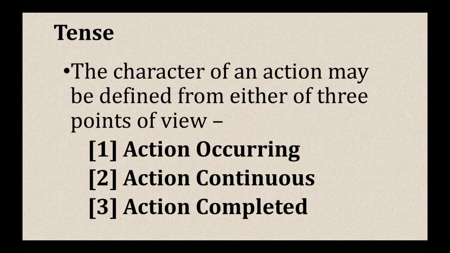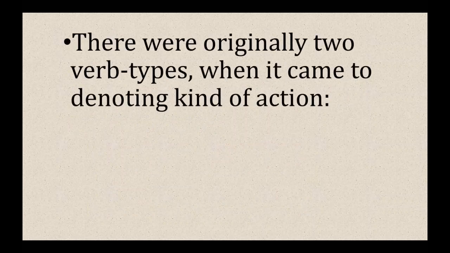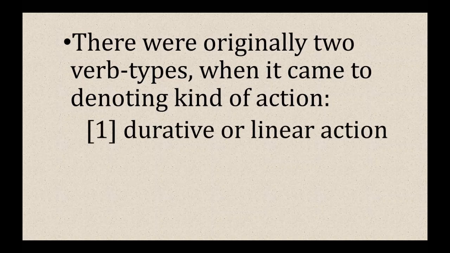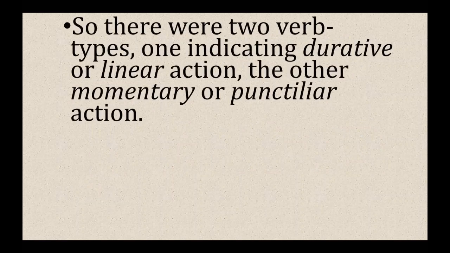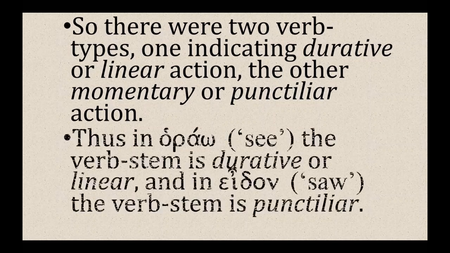So originally there were 2 types of verbs denoting the kind of action. There was durative or linear action, and then momentary or punctiliar action. And I'll keep throwing out some various words that are used just so you know, because people use the different ones. I'll give you a new one, durative. But here the 2 verb types indicate durative or linear action, or momentary or punctiliar action, and originally they used different forms to express this. So you have horao, which is see, and it can show ongoing action, and then you have eidon, saw, punctiliar action.